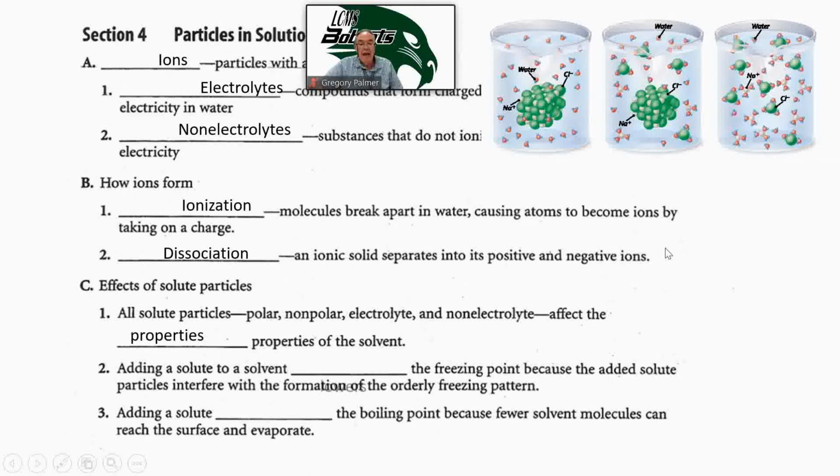Okay. Adding a solute to a solvent lowers the freezing point because the added solute particles interfere with the formation of crystals. So salt water freezes at a temperature below regular pure water. This is why, if you've seen the movie The Titanic, when the people jumped in the water, they froze to death so quickly.